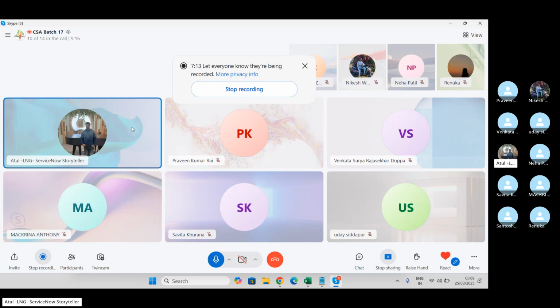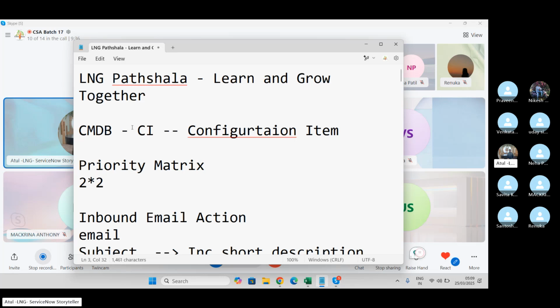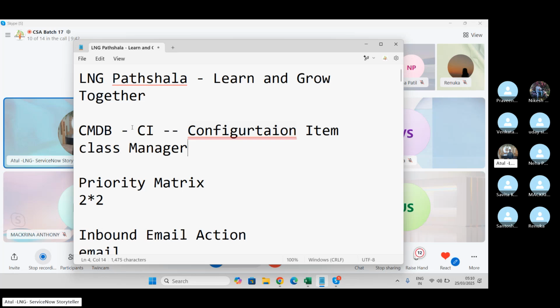Because we have multiple types of CIs, just as we have multiple types of furniture in our house. So we categorize them: office furniture, living room furniture, bedroom furniture, kitchen furniture, garden furniture, library furniture. We divide them into categories so that we can store them in a proper manner, and that is called the class manager. Give them a category so that they are easy to store.